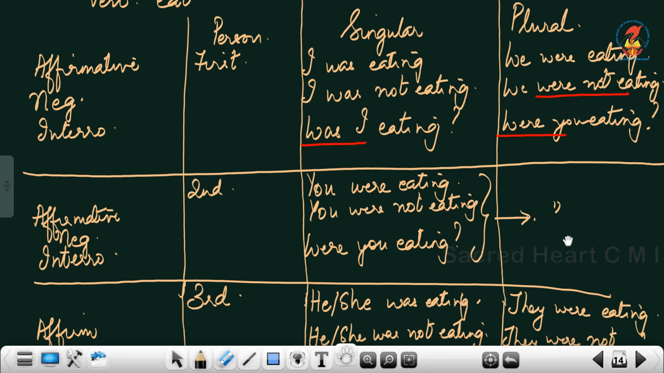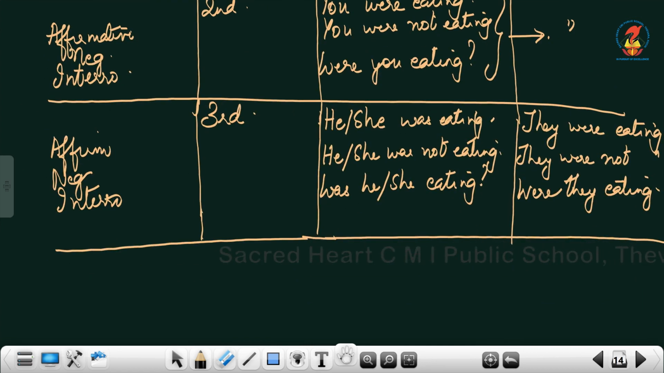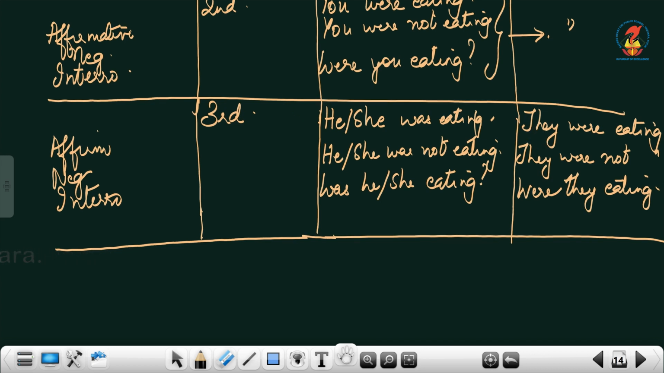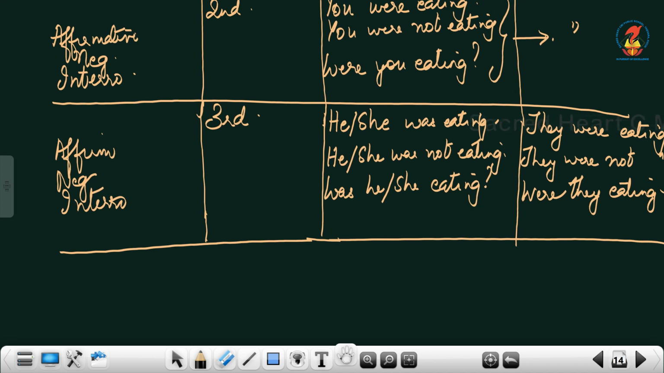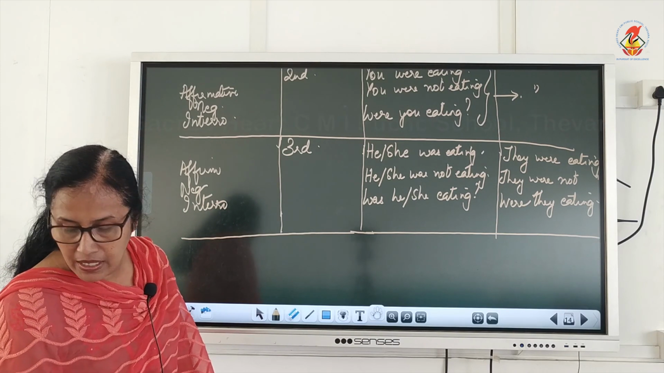Now, how are you going to express it in the third person singular and in the third person plural? Here: he, she was eating, he, she was not eating, was he or she eating? That is the third person singular. They were eating, because the subject is plural, your verb also takes the plural form. They were not eating, were they eating? Here you have to interchange the subject and the verb because it is an interrogative question. So this is how you will express your past continuous tense.